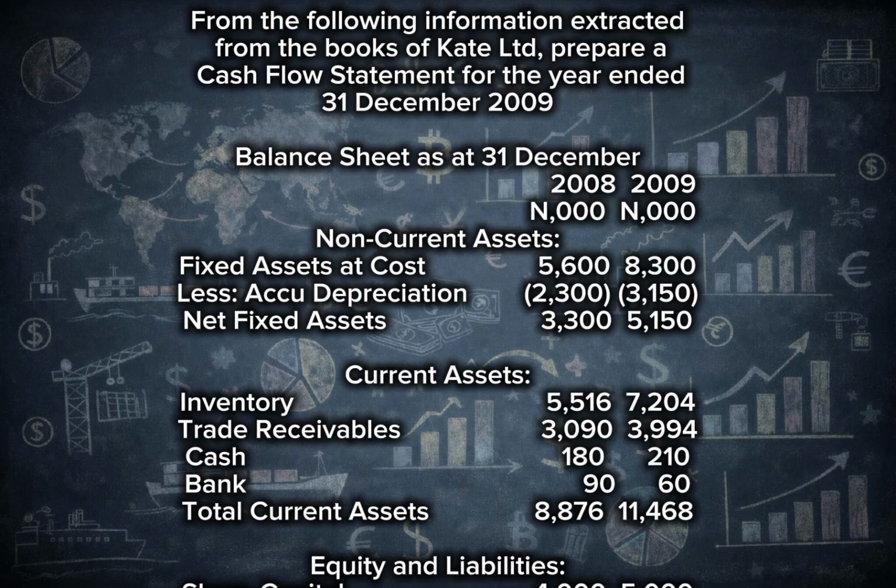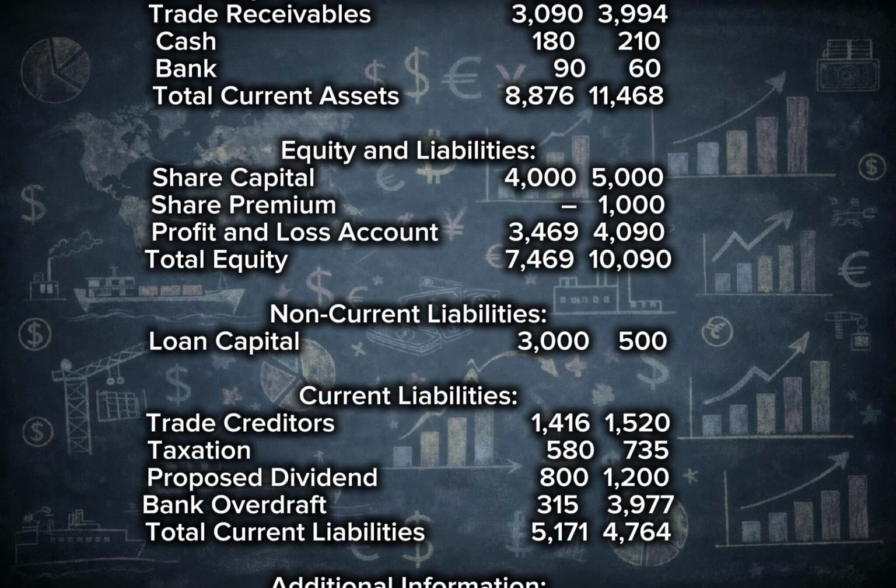Scanning through the illustration before us, we can see that this is a comparative statement of financial position for 2008 and 2009. We can see non-current assets for both years, less accumulated depreciation. We can also see a couple of current assets for both years. Going down, we can also see some details about the equity, non-current liability, and a couple of current liabilities for both years.